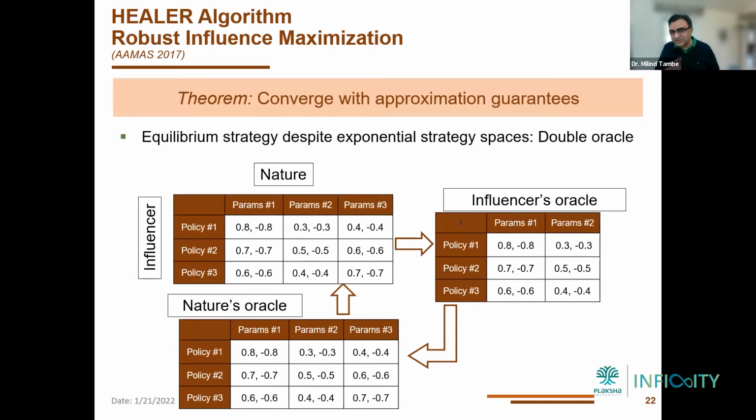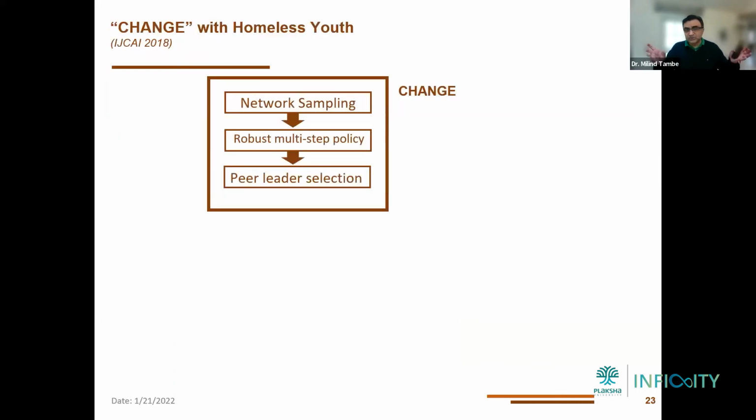Hopefully that gives you a sketch of how we can solve these games and obtain robust policies for choosing the right influencers. Okay, so we solved the problem of network sampling, robust policy generation, multi-step policy generation. I haven't covered all these topics, but we created a system, it's called Change.